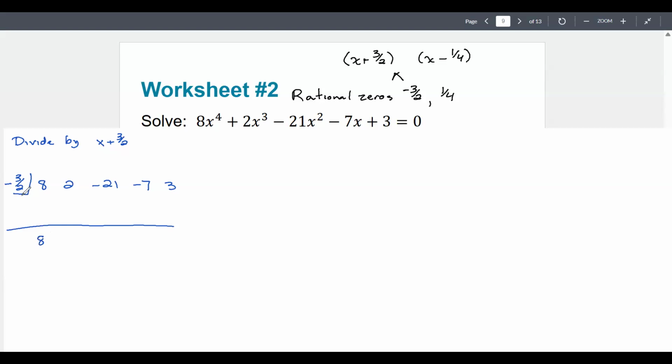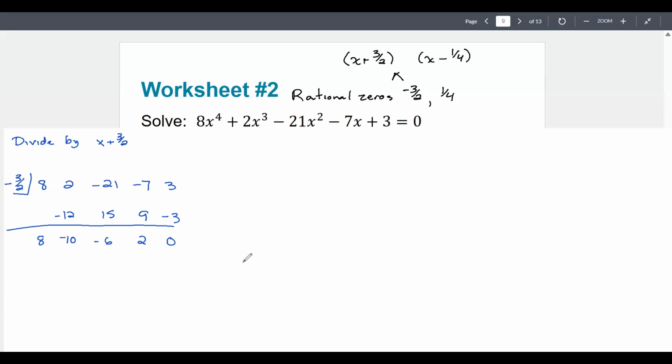So bring down the 8. 8 times this will be negative 3/2, -12. So we're going to be left with -10. -10 times -3/2 is going to give us positive 15. So that's going to give us a -6. -6 times -3/2 is going to be a positive 9, leaving us with a 2. So 2 times -3/2 is going to leave us with a -3, so we get a remainder of 0.